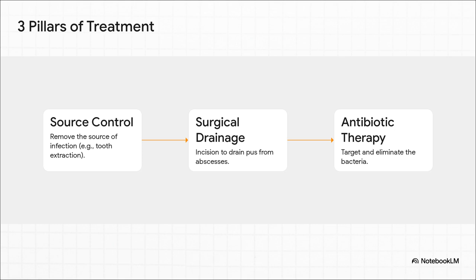Number 1, source control. That means getting the infected tooth out of there. Stop the problem at its source. 2, surgical drainage. If there's an abscess, a collection of pus, it has to be surgically opened up and drained out. And 3, powerful antibiotic therapy to hunt down and kill every last bit of the bacteria.